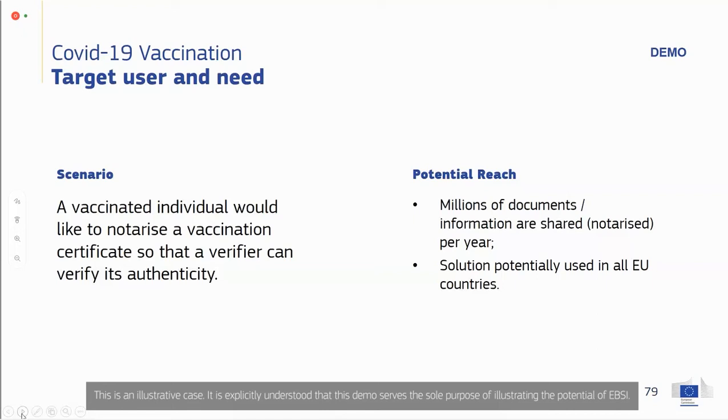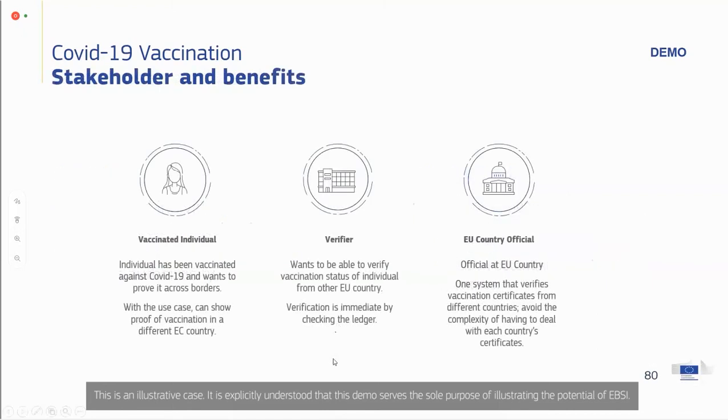Next slide, please. The idea is that the vaccinated individual has a certificate issued in their own country, and they would like to present this certificate in a different country, and the verifier would be in that different country, and they would like to check that the certificate presented to them is really genuine. And this could be any EU country official. Travel is a big player here, and for instance, we could imagine that vaccination certificates could be used for tourism or people entering a different country, so customs officials, but also any other use. So any EU country official that would like to verify the vaccination status of an individual would benefit from using the system. Next slide, please.